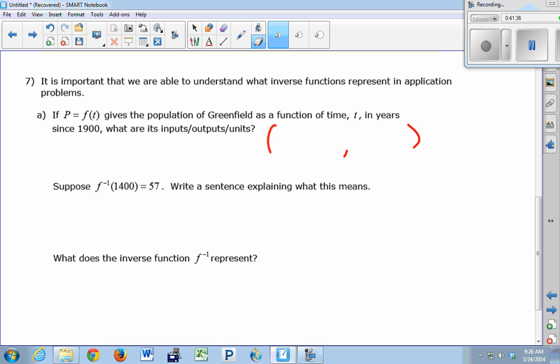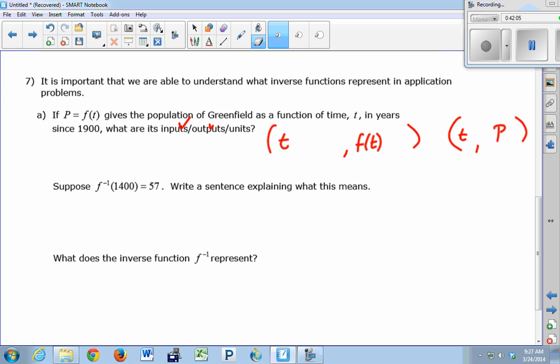So what would be the input into this function? What would be the input? T. And what would be the output? Population, either f of t or p, right? So let's write it both ways. We could say t and f of t, or we can say t and p. Okay. Now, what about the units?